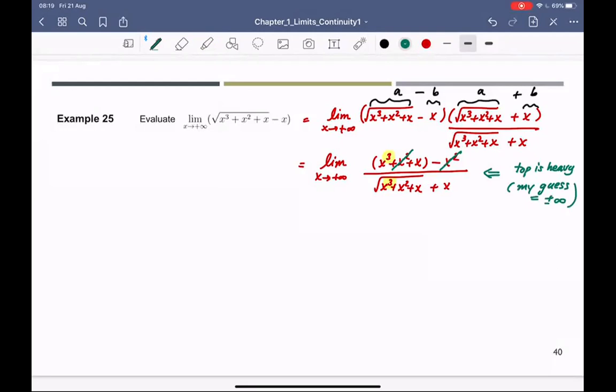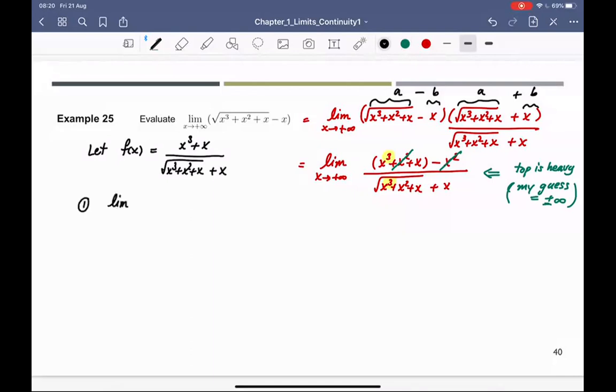So if the bottom is heavy here, you're going to guess that your answer is 0, right? And if your highest degree for the numerator and denominator are balanced, you use the coefficient as your answer. And here, I guess that my answer is going to be plus or minus infinity. So I'm going to let my f(x) be x cubed plus x over the square root of x cubed plus x squared plus x, plus x. So this is a function that I want to compute the limit of.